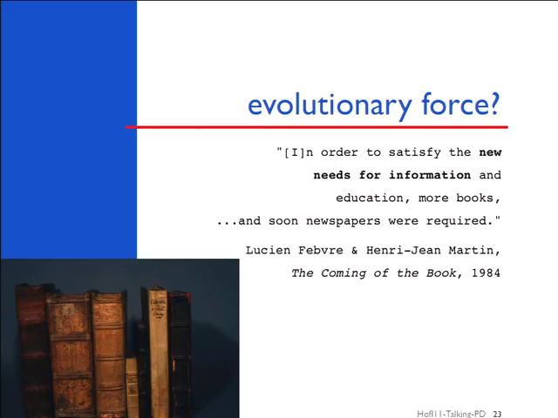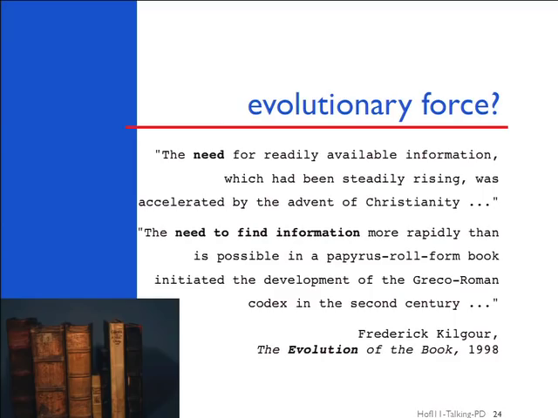So, in this very famous history of the coming of the book, in order to satisfy the new needs for information and education, more books and soon newspapers were required. So, as humans, we have to assume we have a kind of thirst for information, and so the entrepreneurs of an age will go out and try and design new ways to get us in touch with it. And information is therefore, in some way, the evolutionary force. So, in an argument in a book by Frederick Kilgore, who is both a chemist and important in the history of libraries, he called his book The Evolution of the Book. So he wanted to make an evolutionary argument.